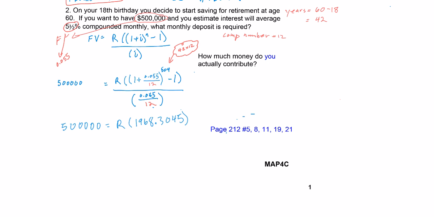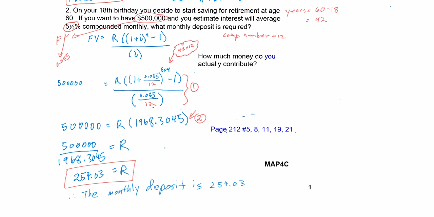So now, remember, step 1. Substitute accordingly. Step 2. Simplify all the stuff on the right side. Step 3. We get R by itself by doing 500,000 divided by 1968.3045. So that is what we get for our R value, and our R value in the end is 254.03. So now we just have to answer our final statement.